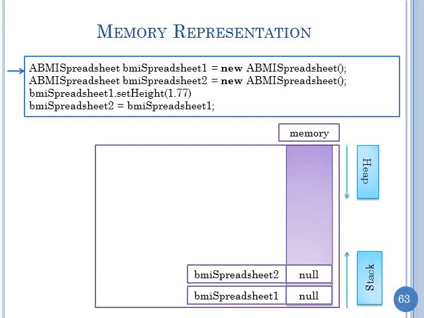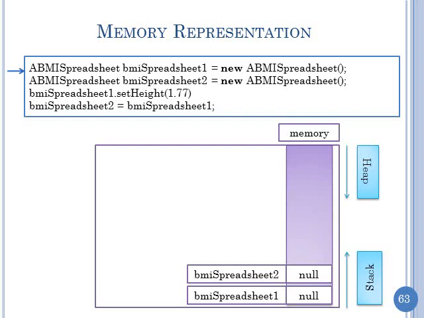So what exactly is going on here when we do this? When we enter, this code appears in some method. That method has some formal parameters, and it has some local variables, some internal variables.